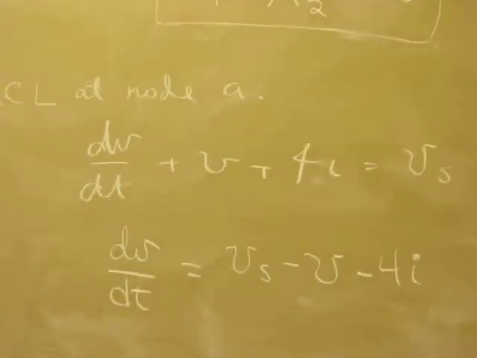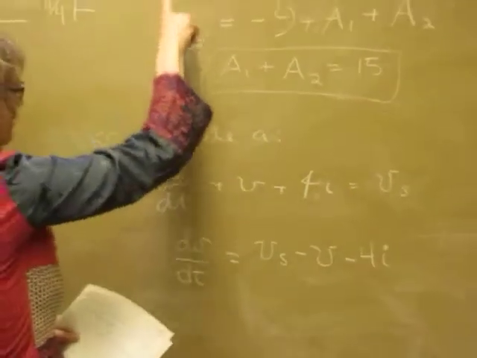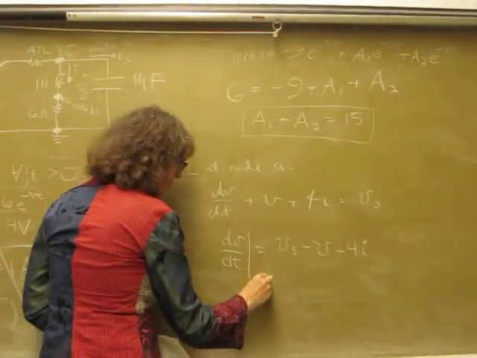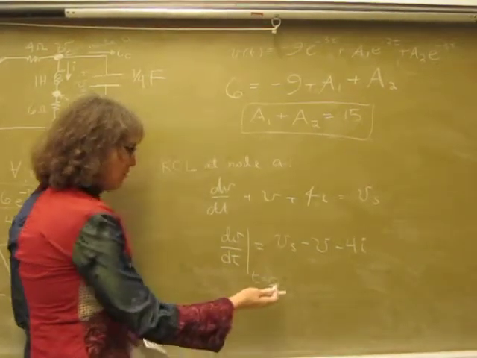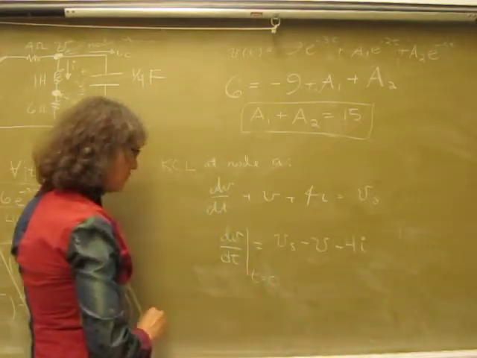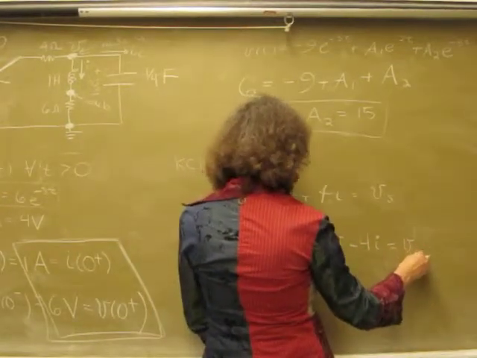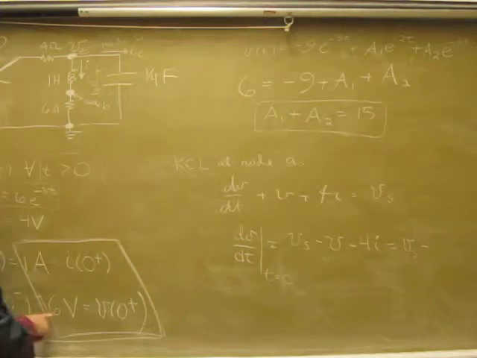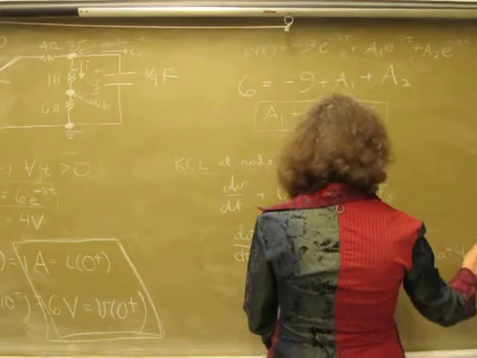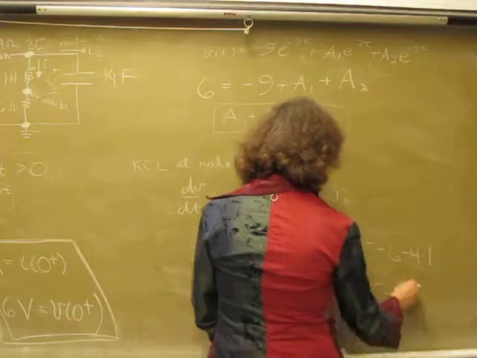Okay, the reason I'm doing this is because if I want to evaluate this at t equals 0, I can do that, right? Because I know what v is at t equals 0, and I know what I is at t equals 0. In fact, let's just go ahead and do it. At t equals 0, this is going to be vs minus, what do we find, 6 minus 4 times 1. So it's going to be vs minus 10.